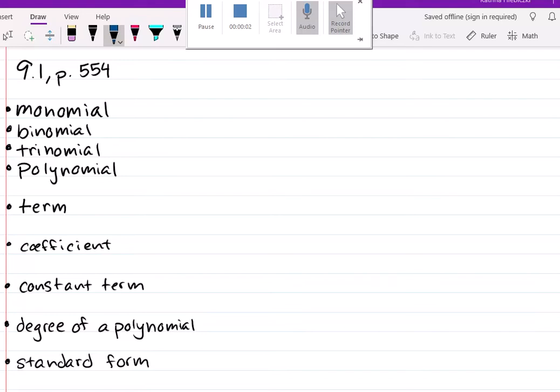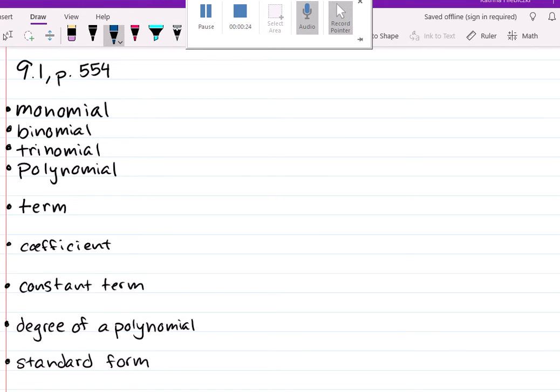Hello everyone. In this video we're going to be discussing section 9.1, which begins on page 554 of your textbook. In this section we're going to be adding and subtracting polynomials, and in the next section we'll be multiplying them. First it's going to be helpful to get down some definitions.